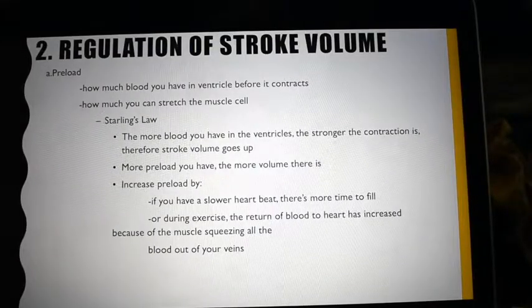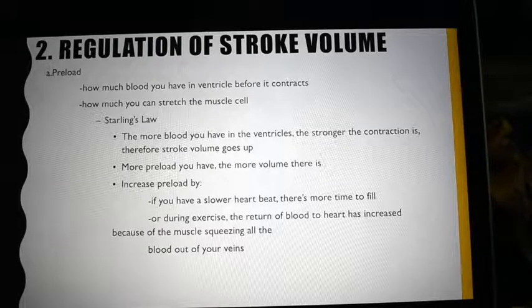About the regulation of stroke volume. Preload is how much blood you have in the ventricles before it contracts. And preload also tells you how much you can stretch the muscle. Starling's law says that the more blood you have in the ventricles, the stronger the contraction is. Therefore, the stroke volume goes up. The more preload you have, the more volume there is, because there's a lot more space, and since it's stretchy, you can put more blood in there, so more volume.